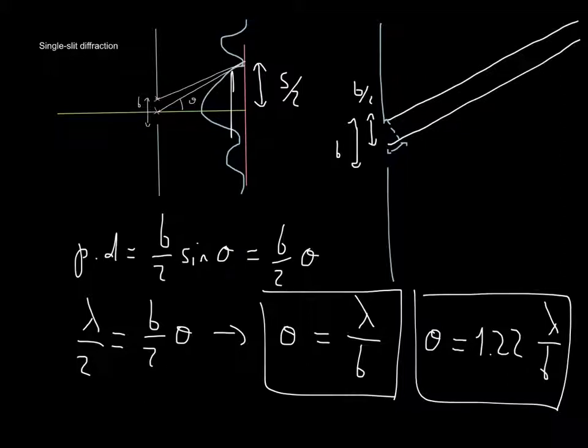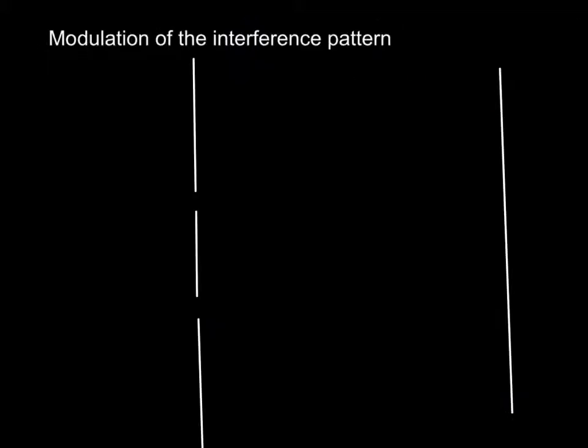All you need to say is, okay, is it a circular opening? Then this goes. Is it a rectangular opening? Then this goes. These are approximate results anyway, so it doesn't really matter which one you use, but sometimes in the IB they want you to use this when it's circular.